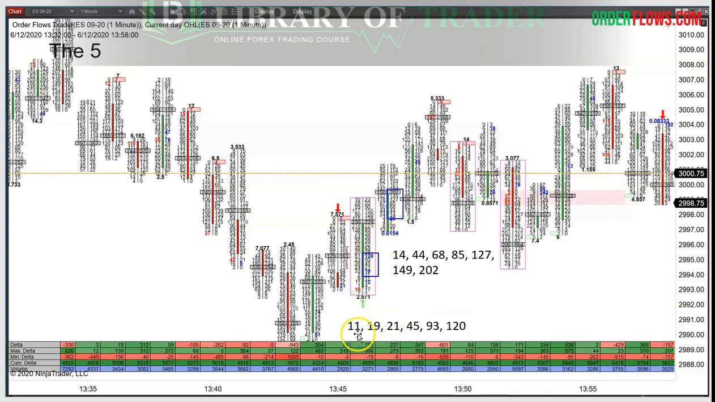So you can see here, as this market is going up, you have this green candle. Internally, the sequence starts at 11, goes to 19, goes to 21, goes to 45, goes to 93, goes to 120. So as there's offers here, it's being taken out more and more and more, right? And you can see here there's the next bar, you got 14, 44, 68, 85, 127, 149, 202.